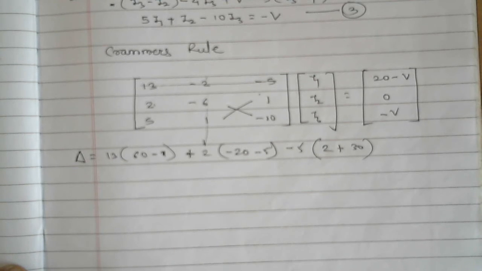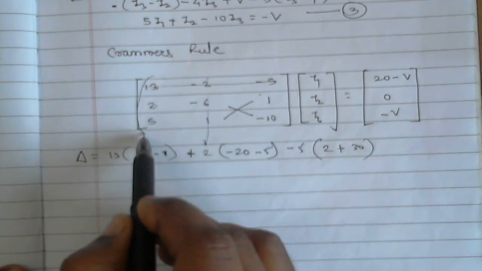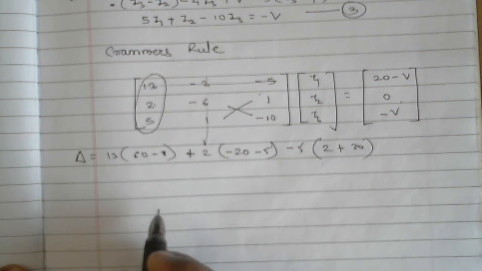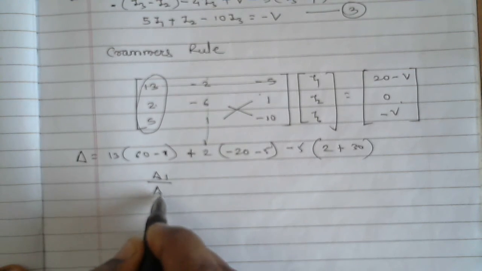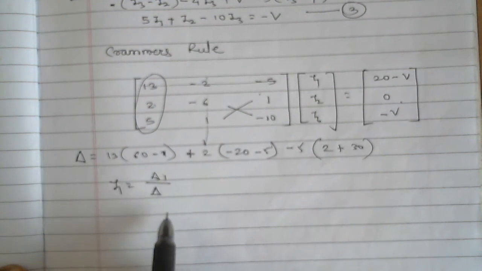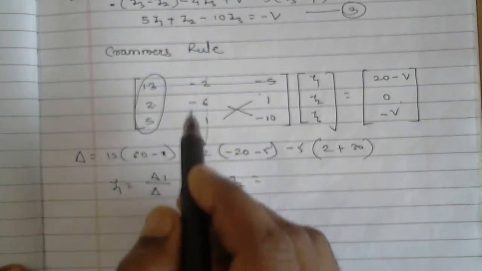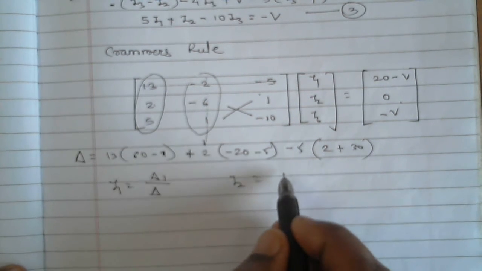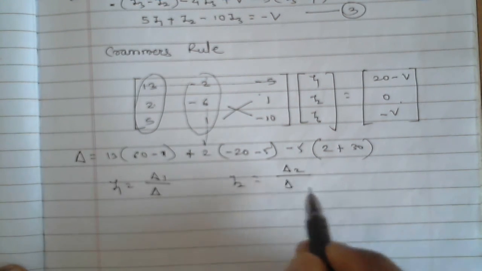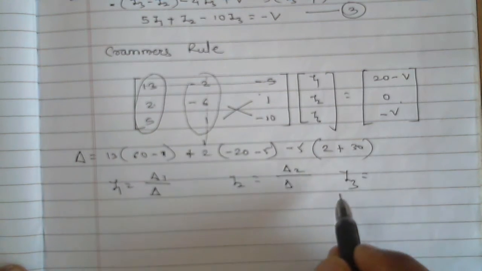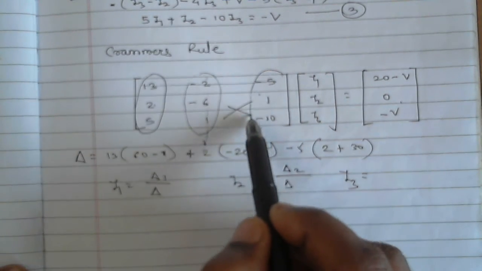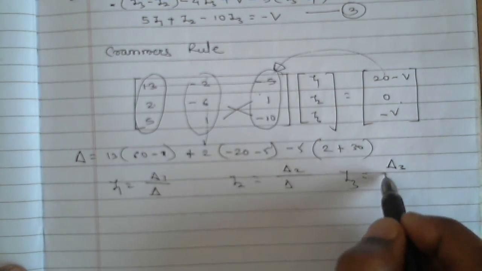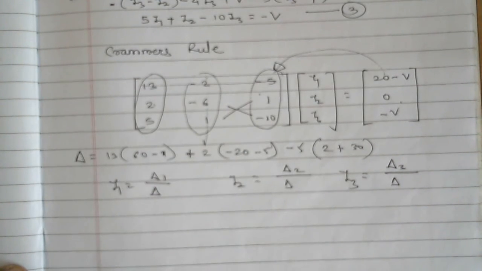Okay, now how to find out del 1? For del 1 we have to replace our coefficients of I1 with these constants, right? So what they are saying, I1 is given by del 1 by del. How to find out I2? Replace coefficients of I2 by this constant and find out determinant, that will be del 2 divided by actual determinant del. How to find out I3? You know this in mathematics. Replace all the coefficients of I3 by constant. Okay, find out determinant, that is del 3 divided by our actual determinant del.